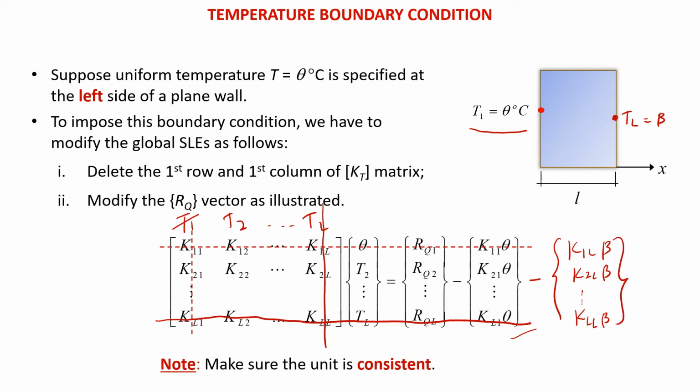This is because whenever we eliminate the columns and rows, we have to check the active row. For example, in this case, for row number 2, we check the column that we eliminate, for example K21. If we multiply it with the specified value, for example T1, and it gives a constant value, then we have to bring it to the right side. For example, in this case, this will be the constant value. Similarly, for the last row, K2L, if it is multiplied with TL and gives a constant value, then we have to bring it to the right side as shown here.